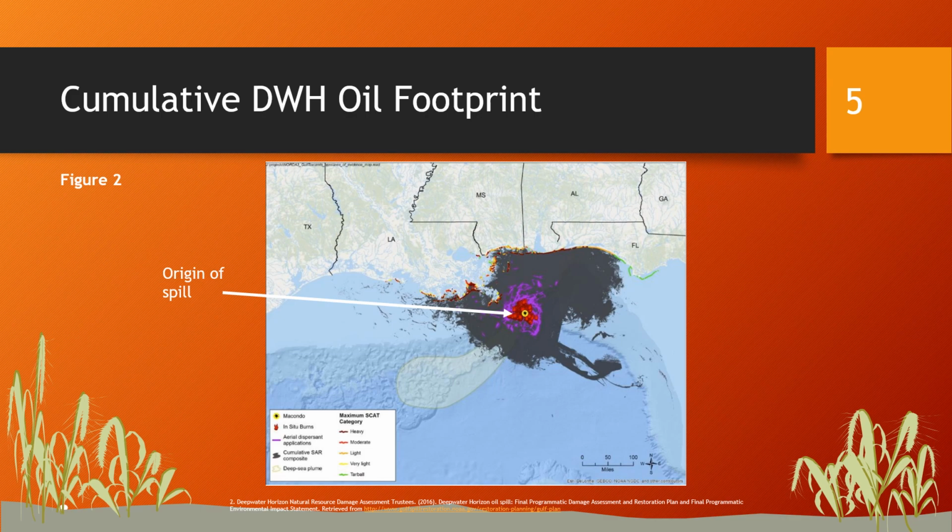This map shows the cumulative footprint of the Deepwater oil spill. It ultimately spread across 1,300 miles of coastline along 5 states.